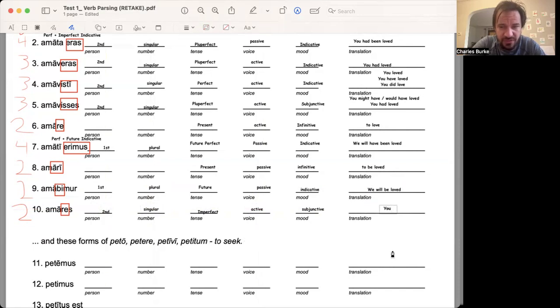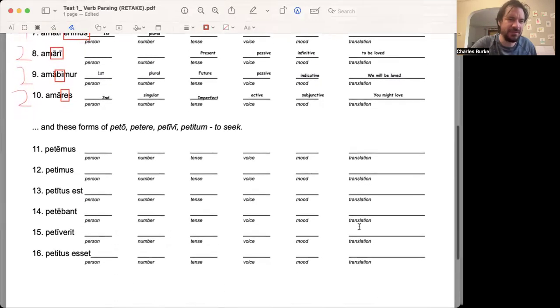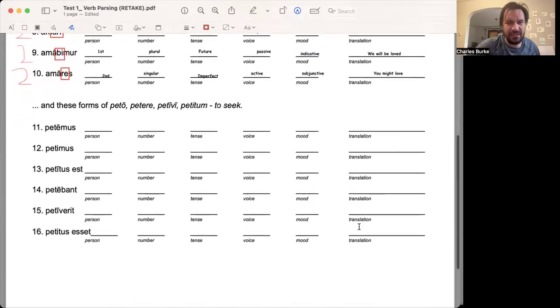So second person, you. Imperfect subjunctive, I like to use might. Active, love. If it were passive, I would have said be. But yeah, it's active. You might love. You can also say you may love. Both those will work. All right.